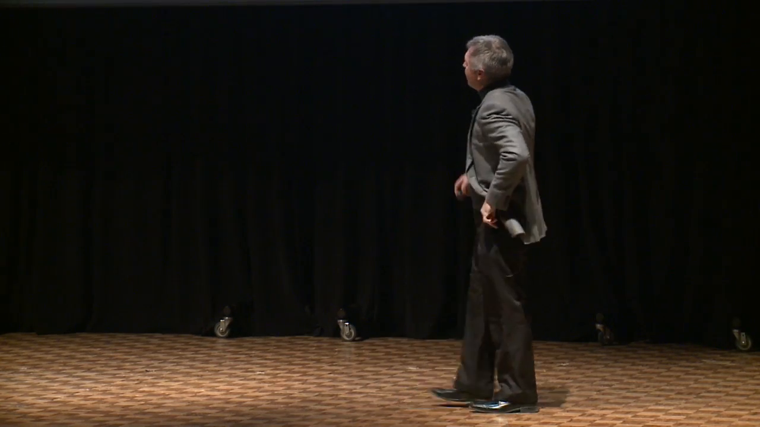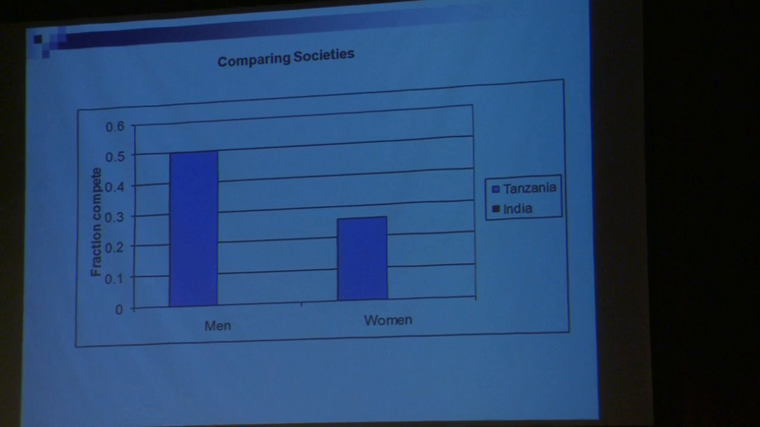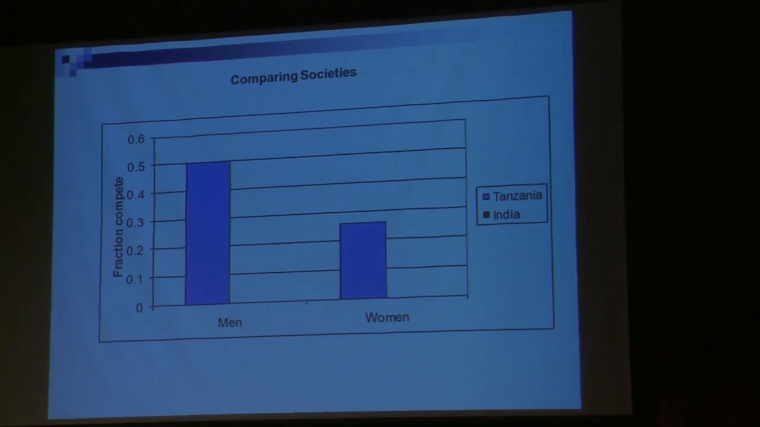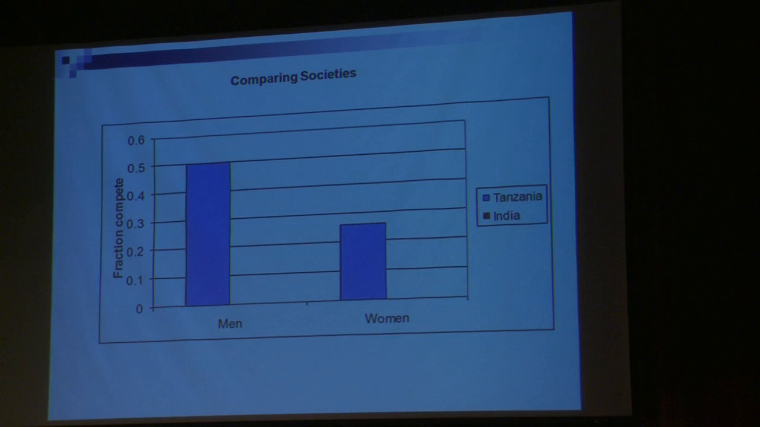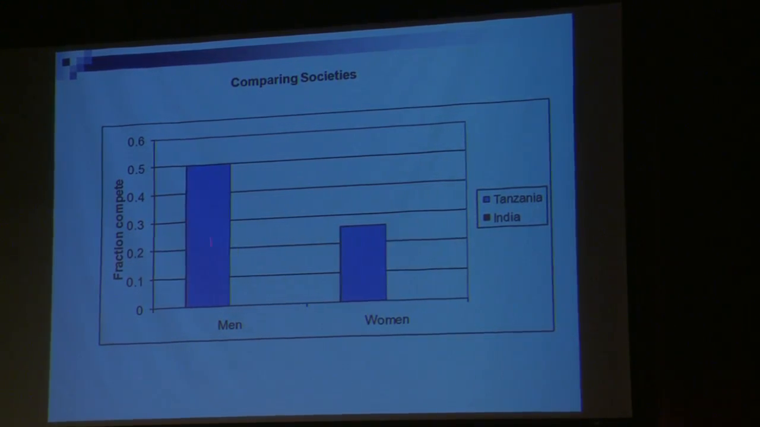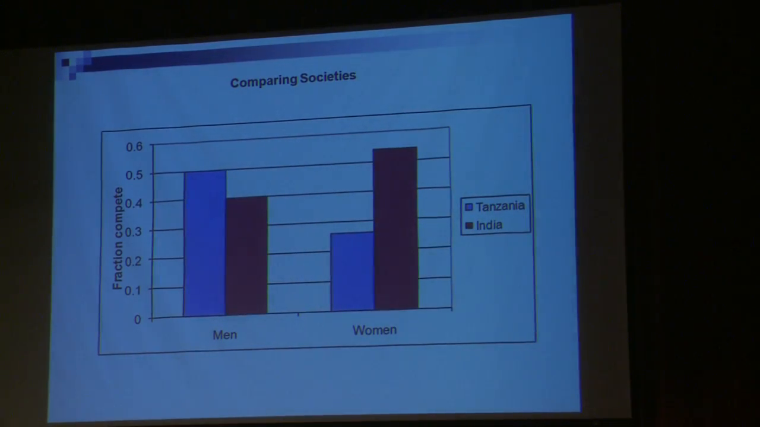So here's what happens in Tanzania. Men competed at a rate of 50%, women 25%. Very, very similar to what happens in the US and Western Europe. We act a lot like men and women in Tanzania. What's going to happen when I click it, you think? How many people think you will still have men competing a lot more than women? Please raise your hand and indulge me. Quite a few. How many people think that the two bars will be about the same height? How many people think that these two bars will reverse? That's exactly what happens.